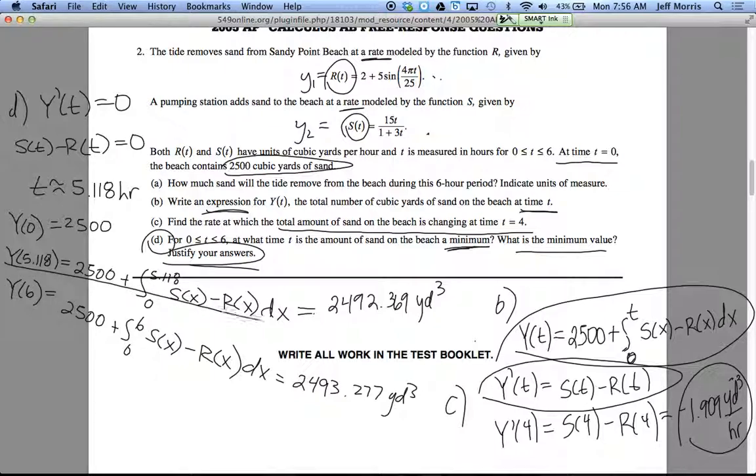The min is the 5.118, and they wanted to know the min and the min value. So at 5.118 is when you achieve your minimum, and the min value is 2,492.369. What does that min value mean? It's the lowest the sand gets. Because of erosion, they're always going to keep it a little bit under, but they're not going to keep it very far under from that. There's an amount of error here, so it's going to be plus or minus, so they're going to keep it close. So it almost gets back up to what originally was on the beach.